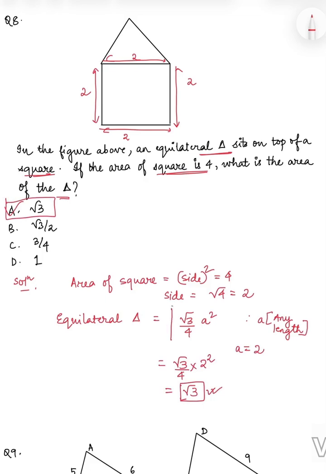Try to memorize this formula because it will save you a lot of time. Otherwise, we have to again draw a perpendicular bisector, find the height. We just know the base, we have to find the height, and we have to use the half into base into height formula. If you want, you can try and do that and let me know in the comment section. But for faster solving, I'll recommend that you know this formula.